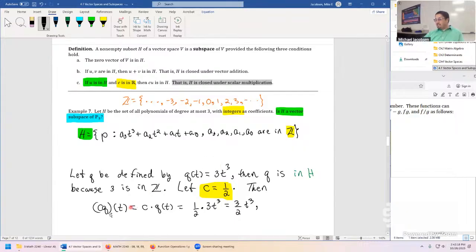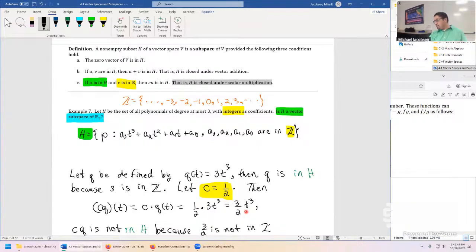And we can now say that C times Q is not in H because, how do we get inside H? We had to pick coefficients specifically as integers. But the coefficient we have is 3/2. It's not in the set Z. It's not an integer. So it's because 3/2 is not in Z.